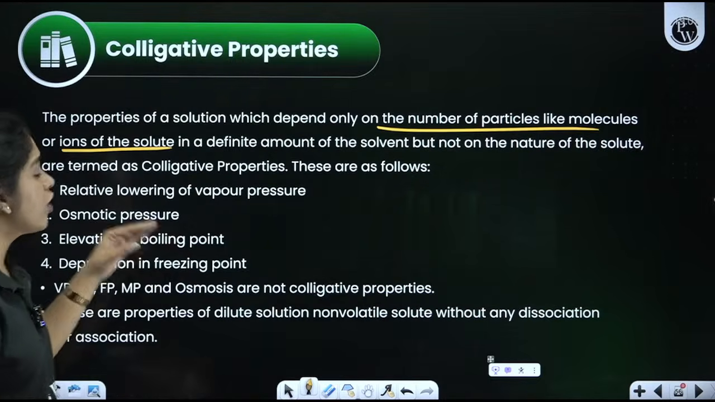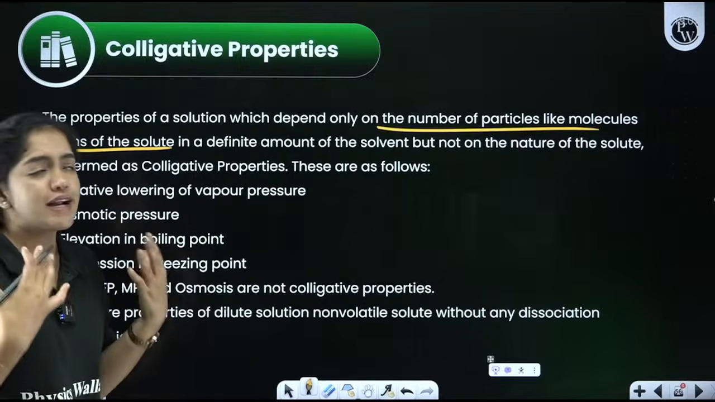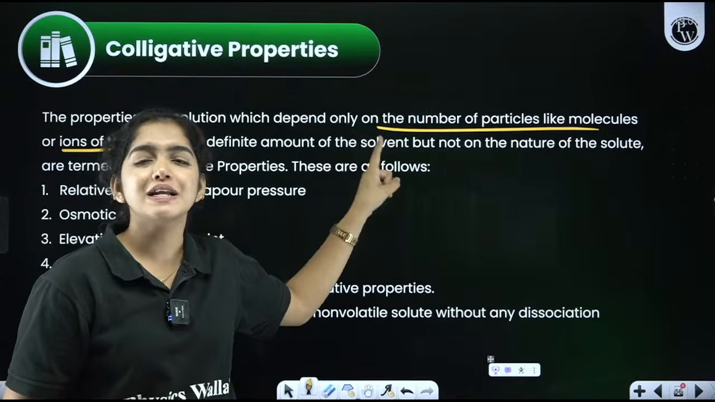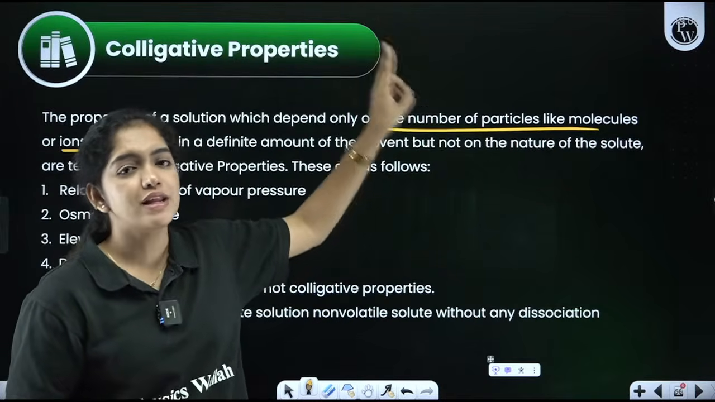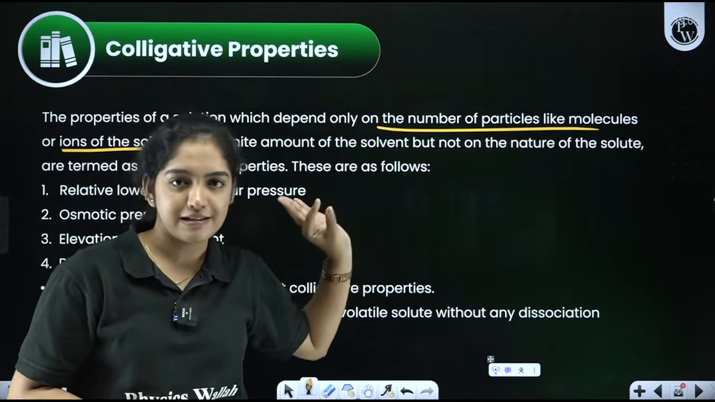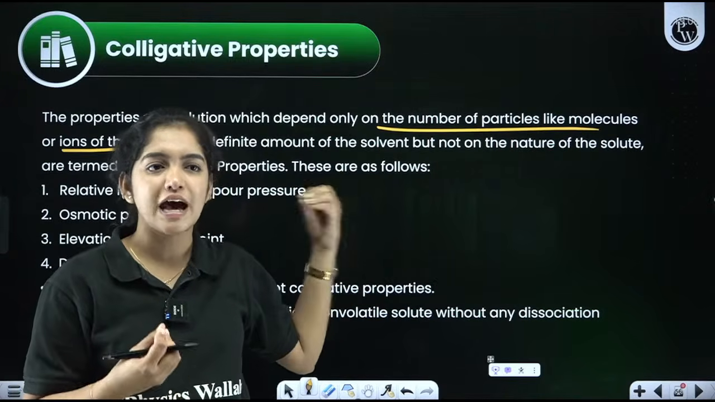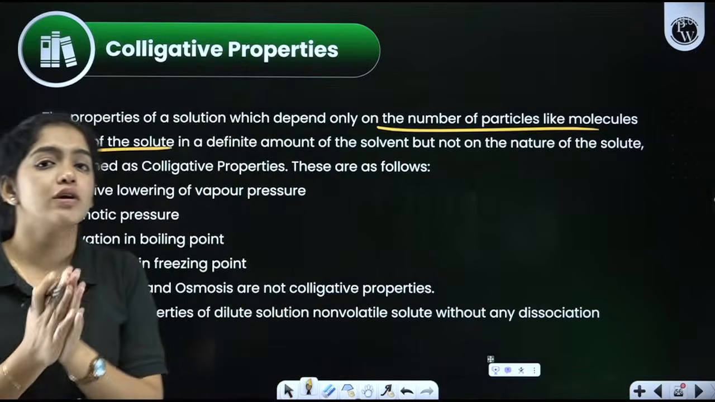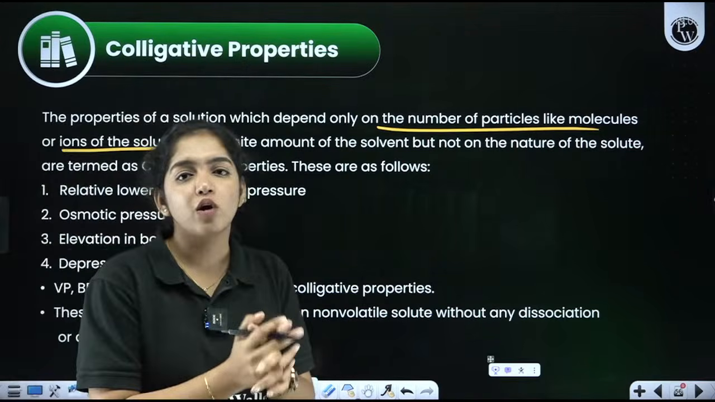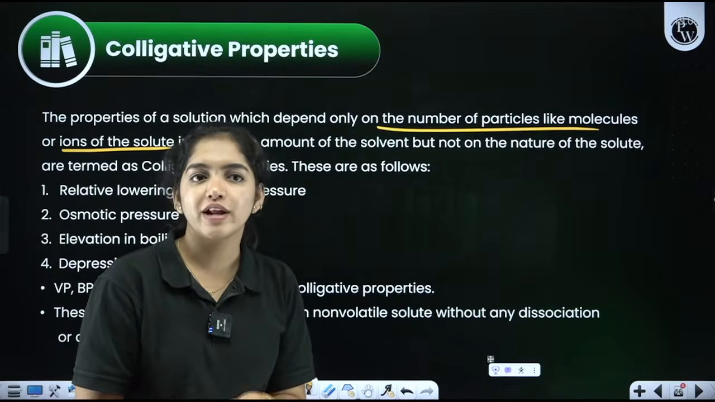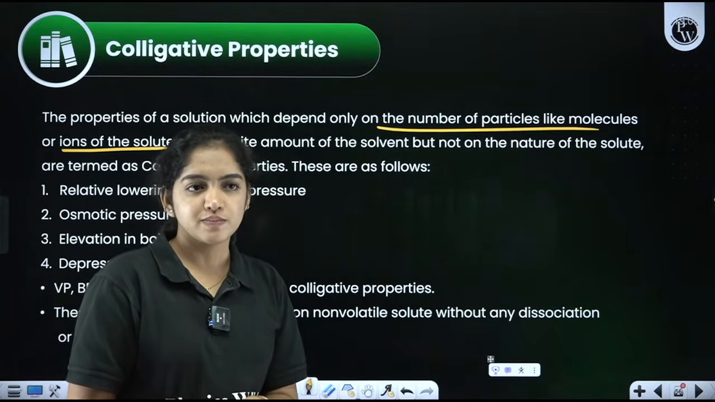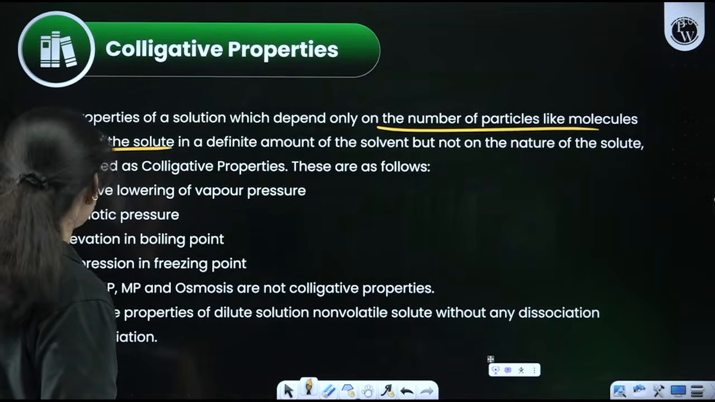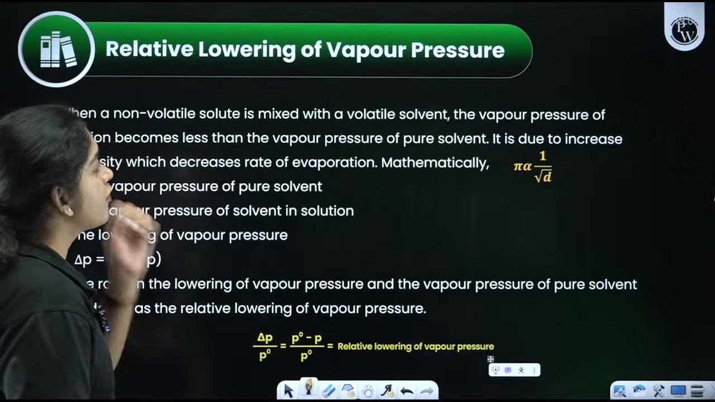So there are four colligative properties, and colligative property means what? Very important: the properties of the solution that depend only on the number of solute particles. Solute particles means molecules, ions, anything. From that, we are going to learn the first derivation, that is relative lowering of vapor pressure. So can we start? First one, relative lowering of vapor pressure.